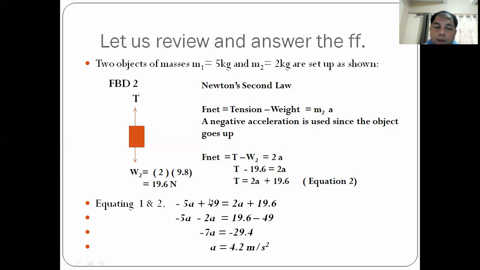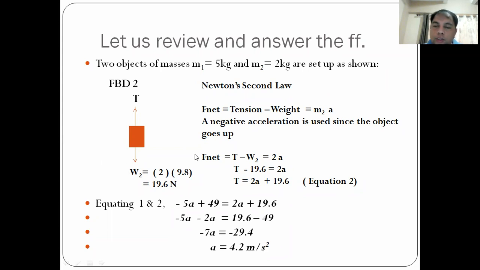Now our equation 1 is T, and equation 2 is also equated to that same tension T, so we can say that they are equal. Being equal, we equate T for equation 1 and T for equation 2: -5A plus 49 equals 2A plus 19.6. If you solve for A, combining all the A values together and all the numbers together, we end up with an acceleration value of 4.2 meters per second squared.